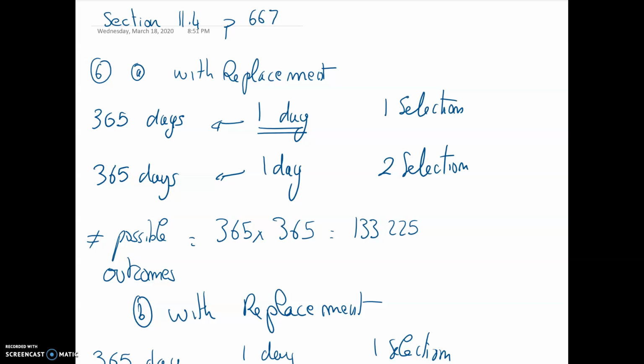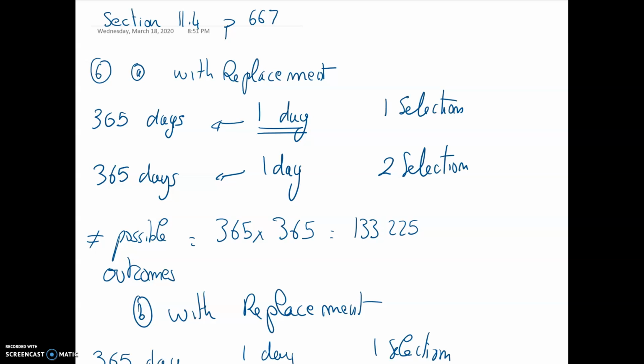Hi guys, so we are going to solve the problem on page 667 regarding section 11.4, and we are going to start with problem number 6, which is related to the counting principle. The counting principle is very simple. It's about when you have one experiment that can be performed in m distinct ways, and a second experiment that can be performed in n distinct ways, then the two experiments in that specific order can be performed in m multiplied by n distinct ways.